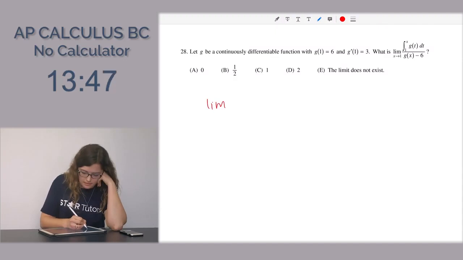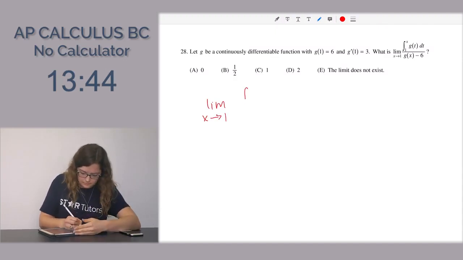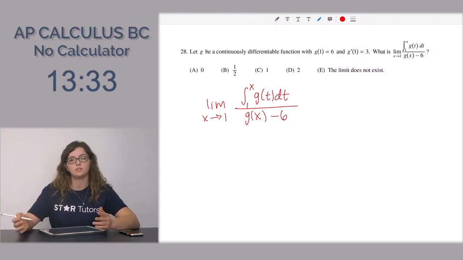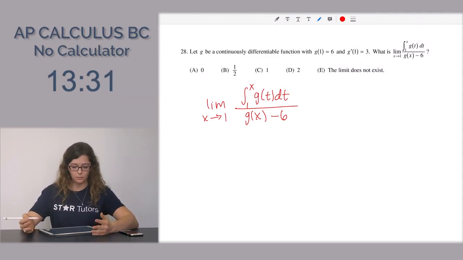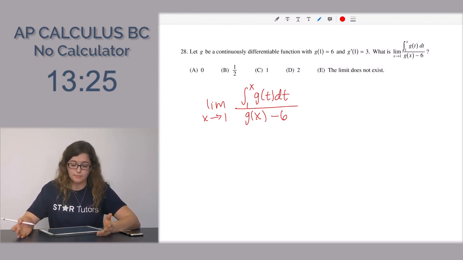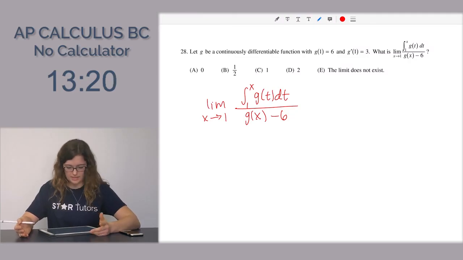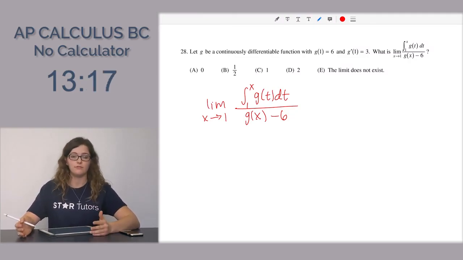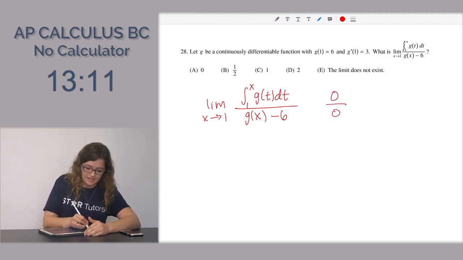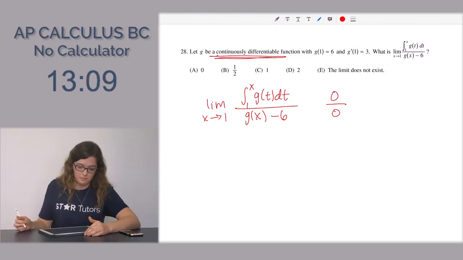So the limit as x goes to 1, I'm just going to rewrite it: integral from 1 to x, g of t dt over g of x minus 6. First thing when you try to do limits, you try to just plug stuff in. If you plug 1 in, the top is the integral from 1 to 1 of a function, which is just going to be 0. And the bottom, you get g of 1, which they tell me is 6, minus 6, which is also 0. So I have a 0 over 0 limit, which means I should use L'Hopital. And they tell me that it's continuously differentiable, which means I can use L'Hopital.